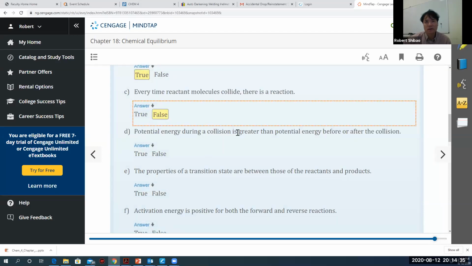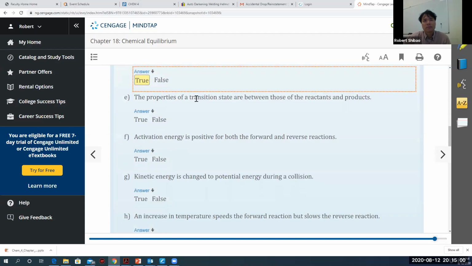Potential energy during a collision is greater than potential energy before or after the collision. Yeah, that's true here, because that transition state, that transitory state, is very unstable. That transitory state is where you're breaking bonds and forming bonds. That's true.